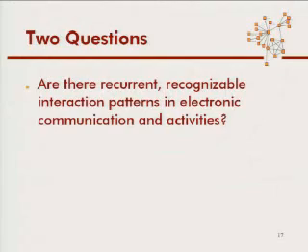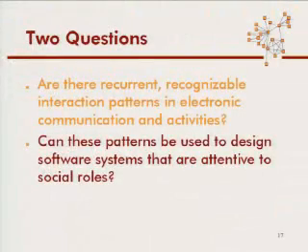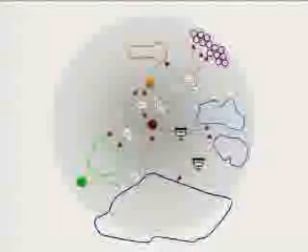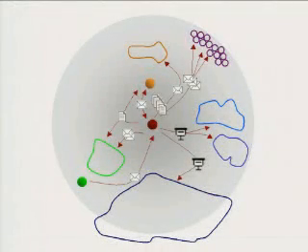I organized then my work around these two questions. One, are there in fact recognizable recurrent interaction patterns in our electronic communication activities? And second, if there are, can these patterns be used to design software systems that are in fact attentive to social roles?